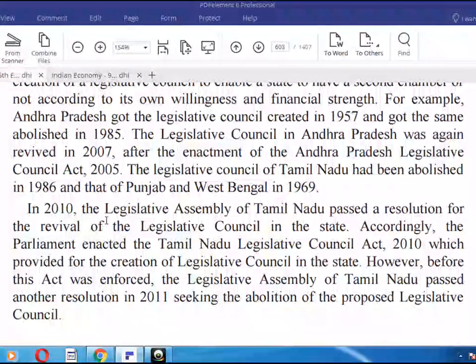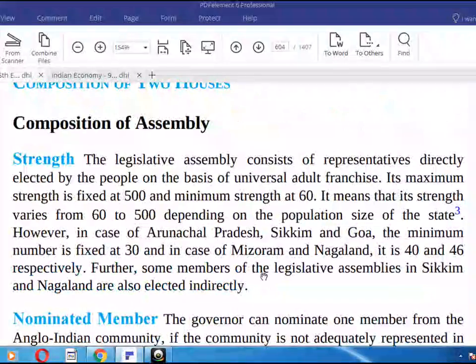In 2010, the Legislative Assembly of Tamil Nadu passed a resolution for the revival of the Legislative Council in the state. Accordingly, Parliament enacted the Tamil Nadu Legislative Council Act 2010, which provided for the creation of a Legislative Council in the state. However, before this act was enforced, the Legislative Assembly of Tamil Nadu passed another resolution in 2011 seeking the abolition of the proposed Legislative Council.